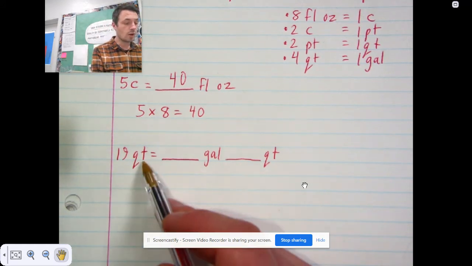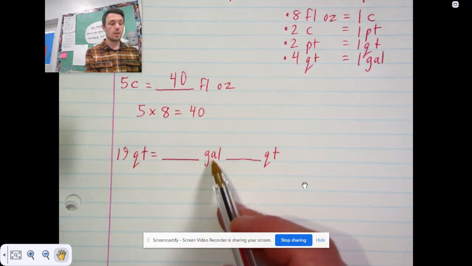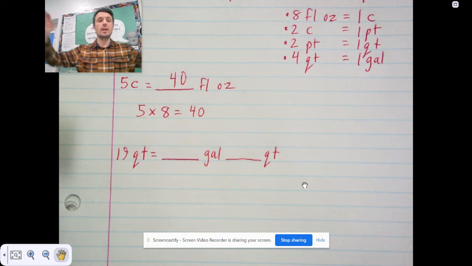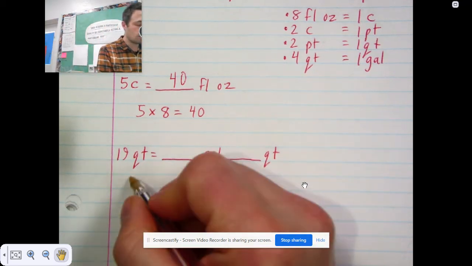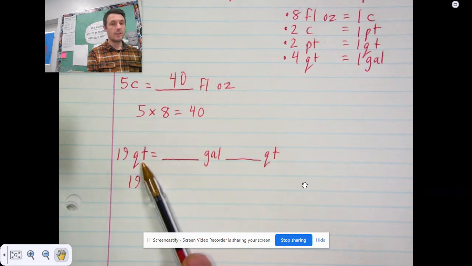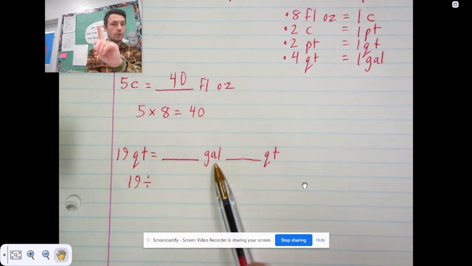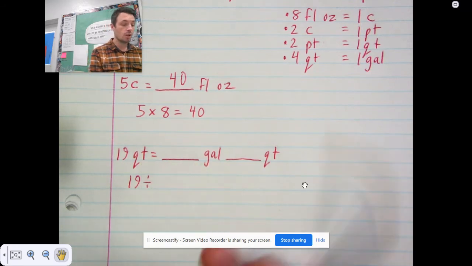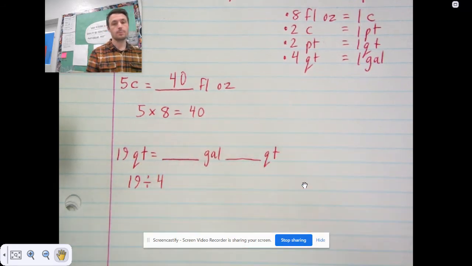So we're going from quarts to gallons. Quarts are smaller than gallons, so we're going from a smaller unit, quarts, to a larger unit, gallons. So we divide. So it's going to be 19 divided by the amount of the smaller unit that can fit into one of the larger unit. And since there's 4 quarts in 1 gallon, we divide 19 by 4.